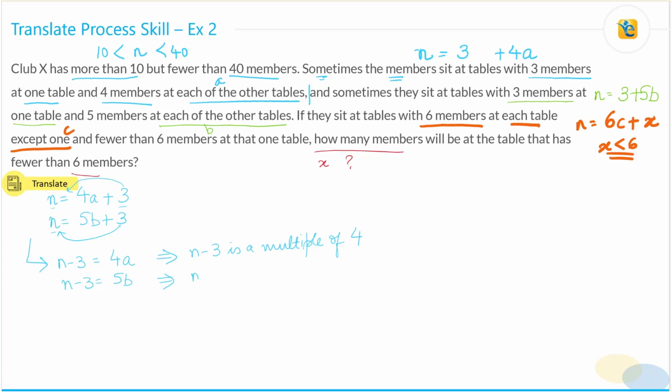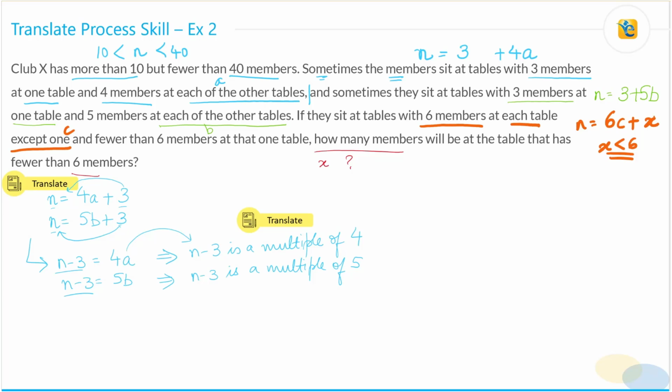This means that n minus 3 is a multiple of 5. Okay, right? What am I doing? I am translating. I'm doing the translation again, but this time I'm translating from math to English so that I understand what I am dealing with over here.